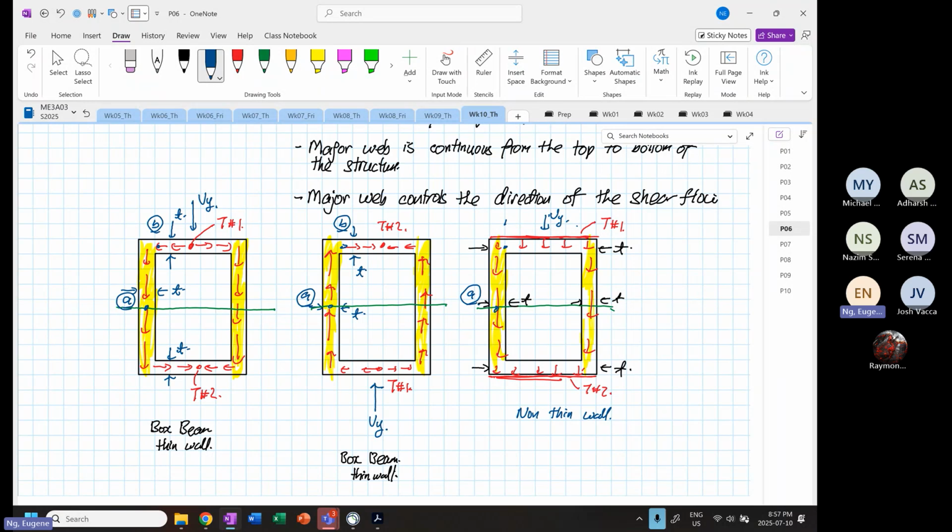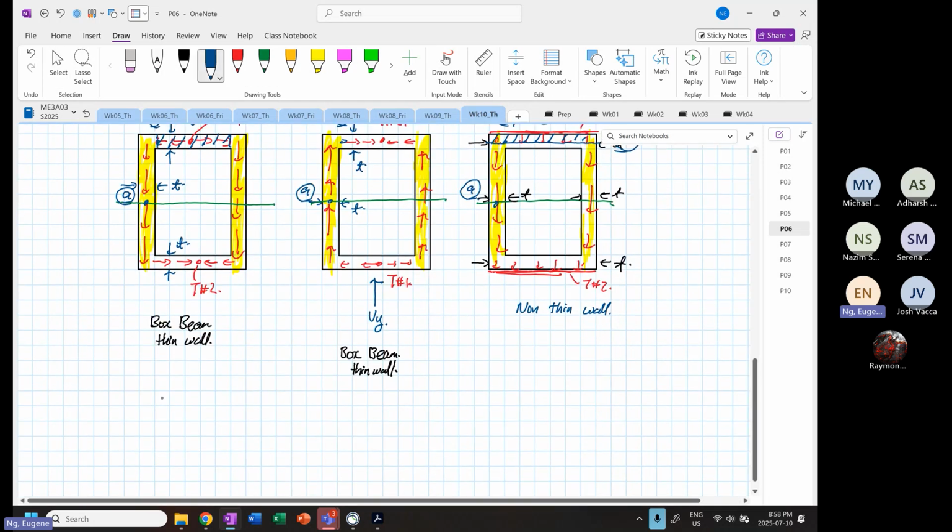right? At point B, it's different. At point B, this is the area that you take, and this is the thickness. Whereas at point B over here, this is the area that you take, right? And the thickness is what? The width of the box beam. Okay, that's where the difference is. So from here, you can see for yourself, right? In thin wall analysis, the shear stress will be higher. Okay, so you can see from here for thin wall analysis.